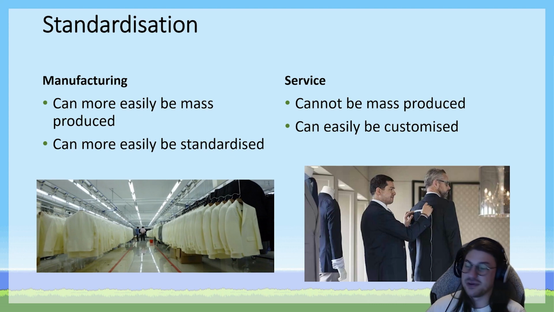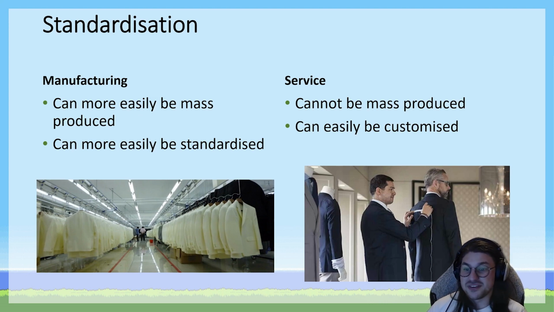So when you're manufacturing, the possibility is there that you can mass produce a good. Certainly, if you look at the picture on your screen, you can see that there's racks and racks of suit jackets there. If a business is using machinery to produce these outputs, it can probably produce tens, if not hundreds, of identical copies of a product. That means that the outputs of a manufactured business can be more easily standardized.